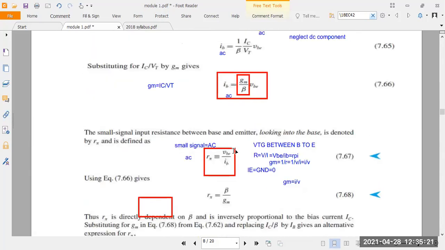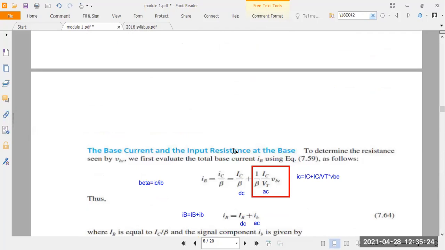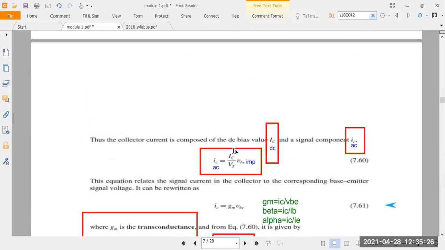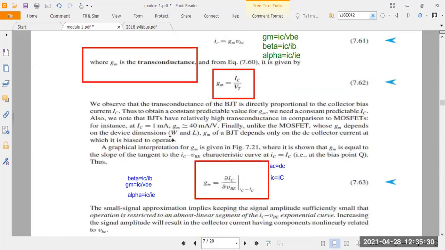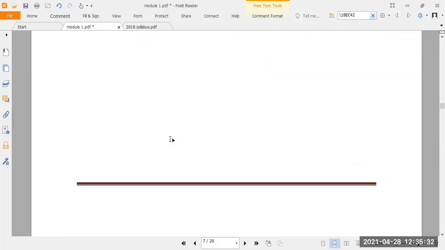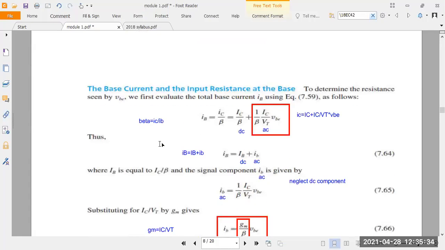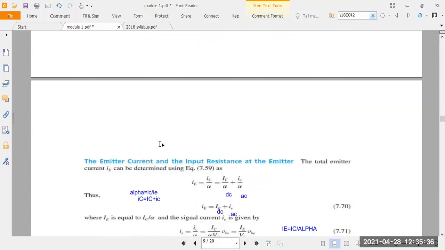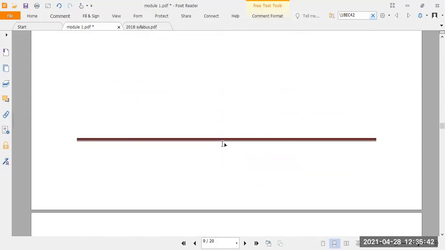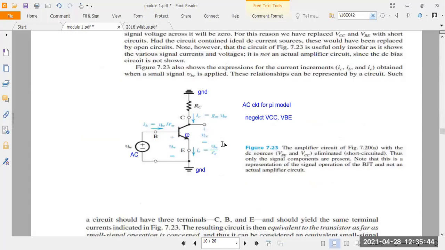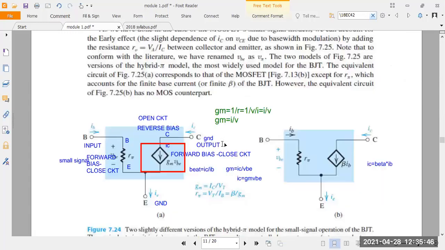Understood? So this is about the second current here, the base current. Earlier what you took here was the collector current, right? This is for collector current and this is for the base current. Next we'll move on to the emitter current. In the next class, I have to discuss emitter current and input resistance. After that you have to write equations for this diagram here.